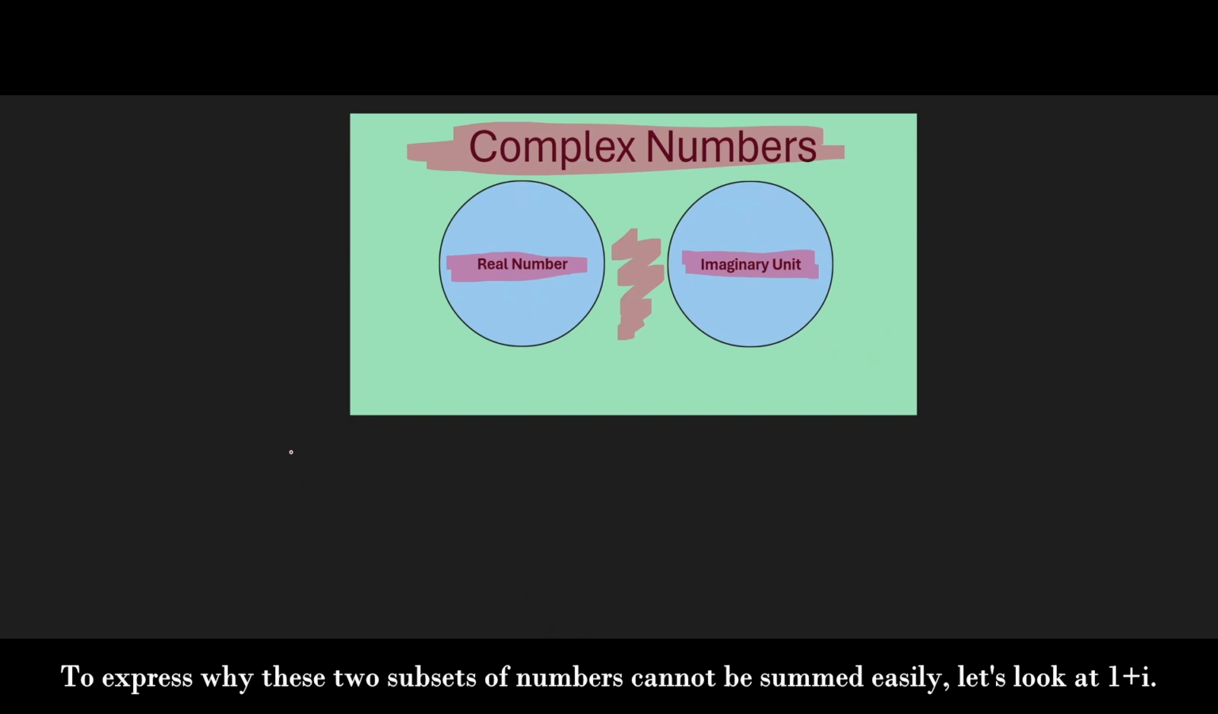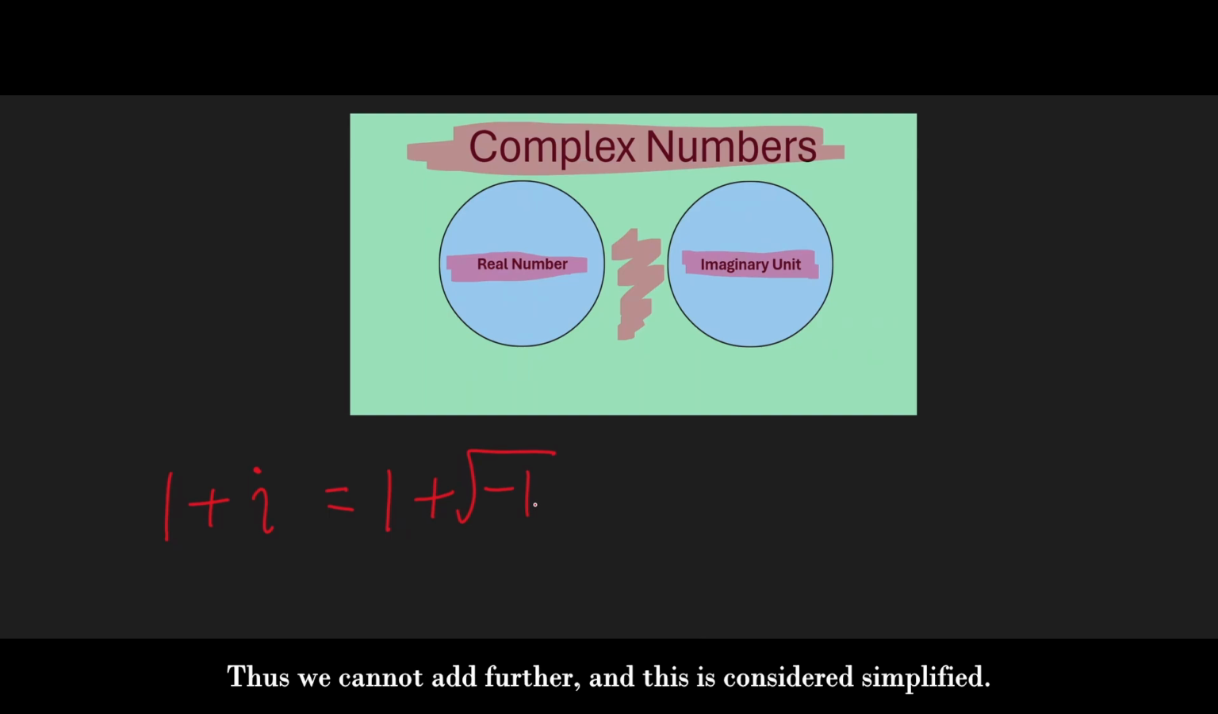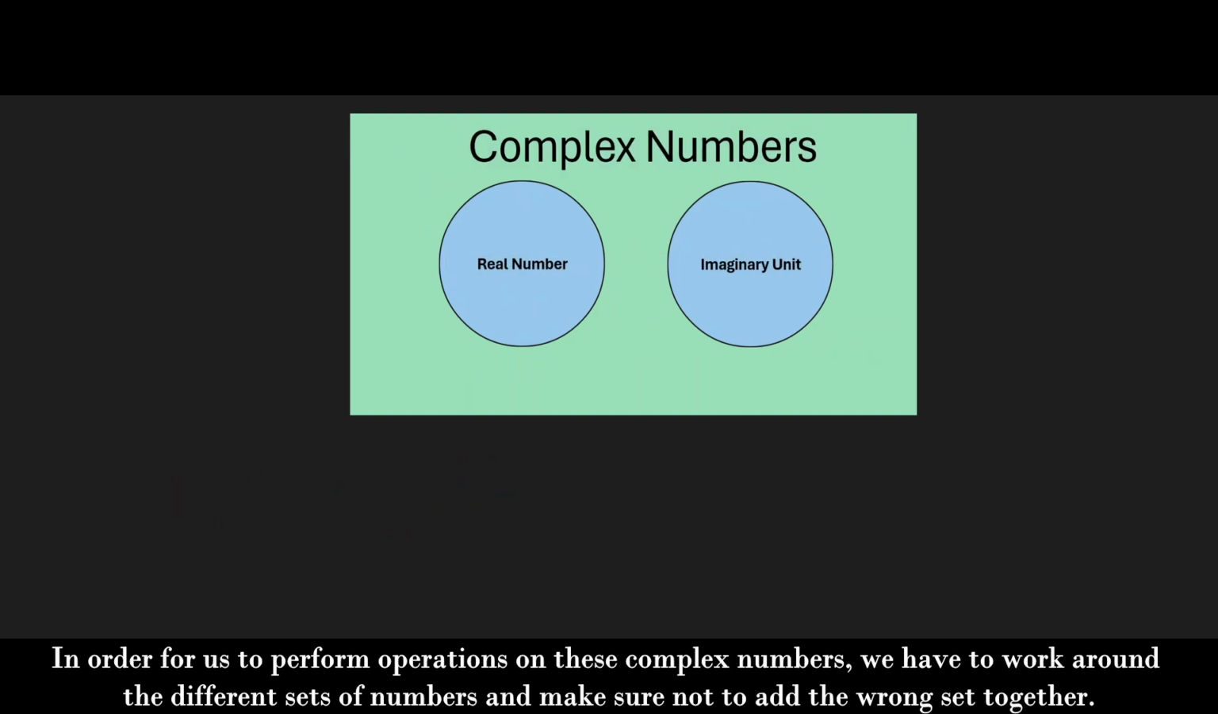To express why these two subsets of numbers cannot be summed easily, let's look at 1 plus i. If we express i as its square root, we would have 1 plus the square root of -1, which in reference to real numbers doesn't exist. Thus, we cannot add further, and this is considered simplified. In order for us to perform operations on these complex numbers, we have to work around the different sets of numbers and make sure not to add the wrong set together.